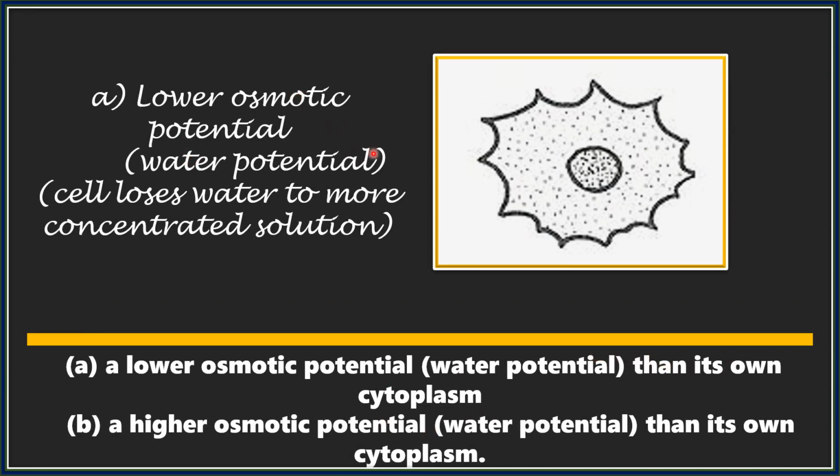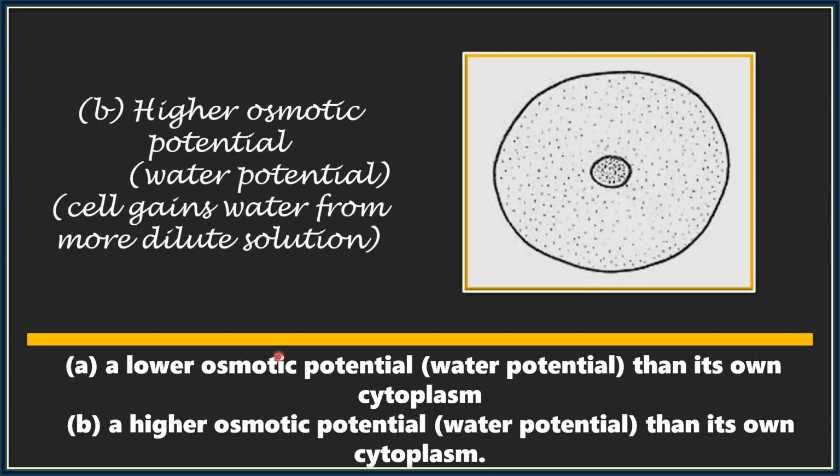Lower osmotic potential. If the cell is dropped in the solution with lower osmotic potential, that means it has a low water potential. The cell is going to lose water to a more concentrated solution, and that's what is going to happen to the cell. Part B, when it is dropped in a higher osmotic potential or water potential than its own. At higher osmotic potential or water potential, the cell gains water from the dilute solution and it is going to swell.